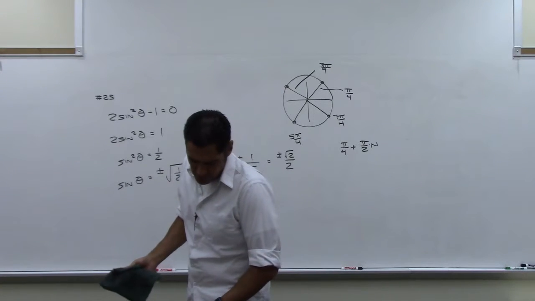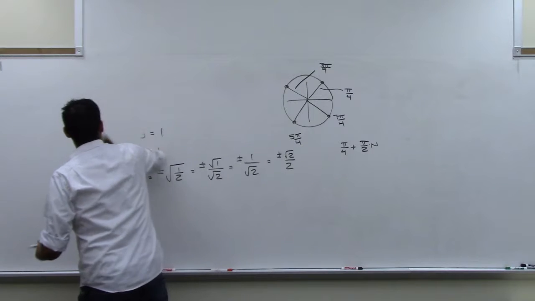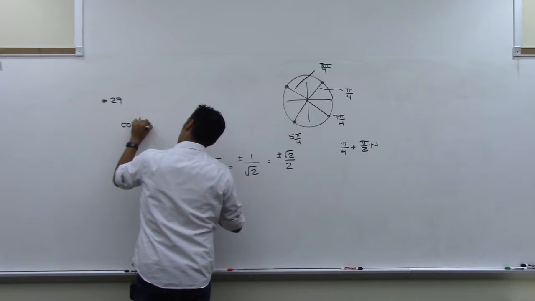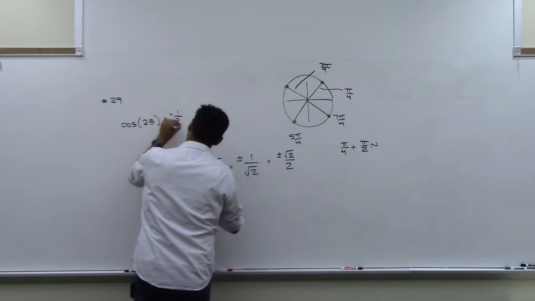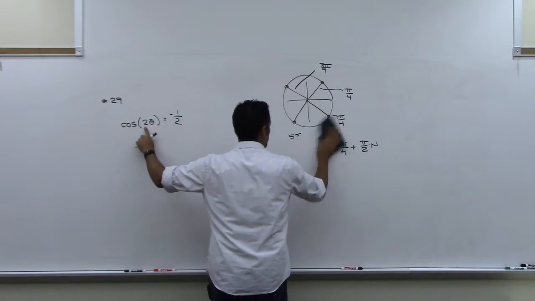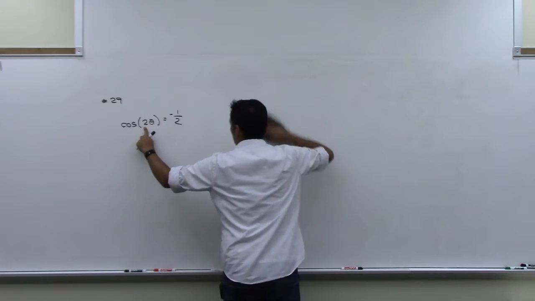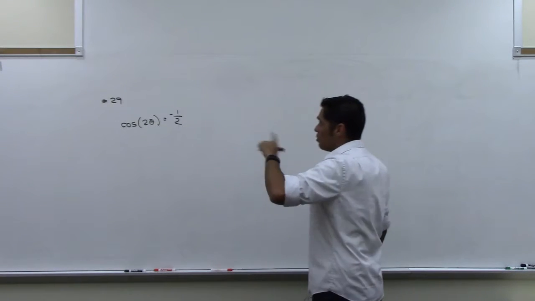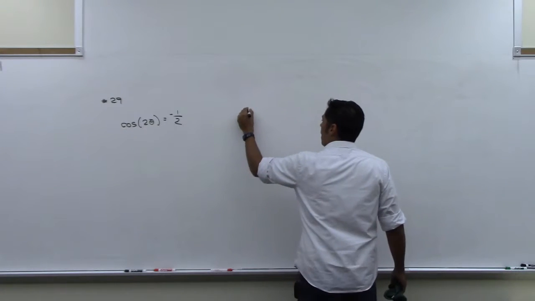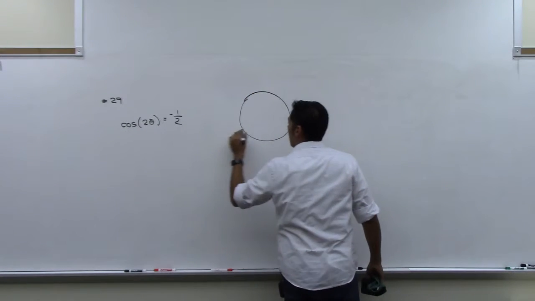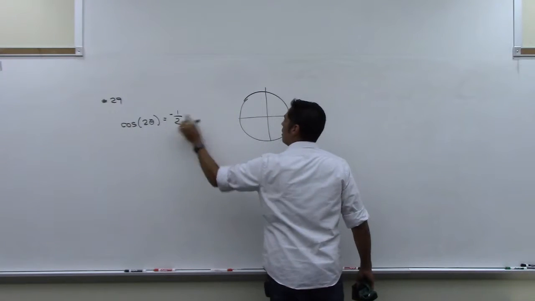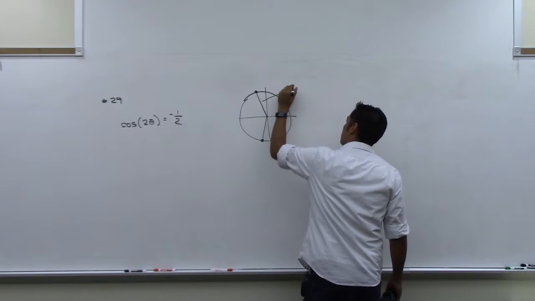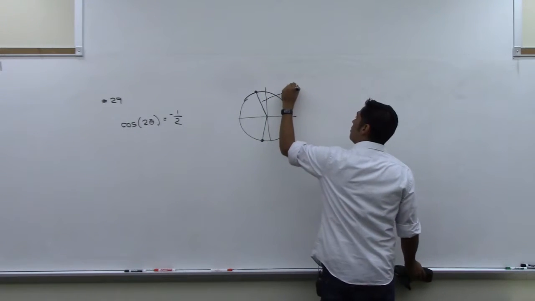29. Cosine 2 theta is negative 1/2. Okay, so the big difference here is that notice our argument is 2 theta as opposed to just theta. So here's where the general solutions come into play. Even though I'm only looking between 0 and 2 pi, I know right now that my argument, that angle, has to correspond to an x-coordinate of negative 1/2, which was here and here. Now this answer we just did a little while ago was 2 pi over 3.